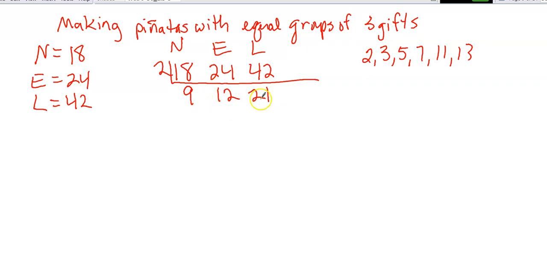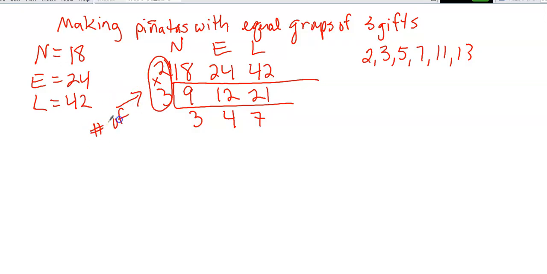Now they're not even, but I recognize that they are multiples of 3. So I'm going to continue my list and I divide by 3 and I get 3, 4, and 7. Now here's the deal. The greatest common factor is the 2 numbers on the left-hand side. So it turns out that this is the number of piñatas that I need to make. Okay, oops, sorry, that's supposed to be above the N. So this is the number of piñatas, but it's also the greatest common factor.